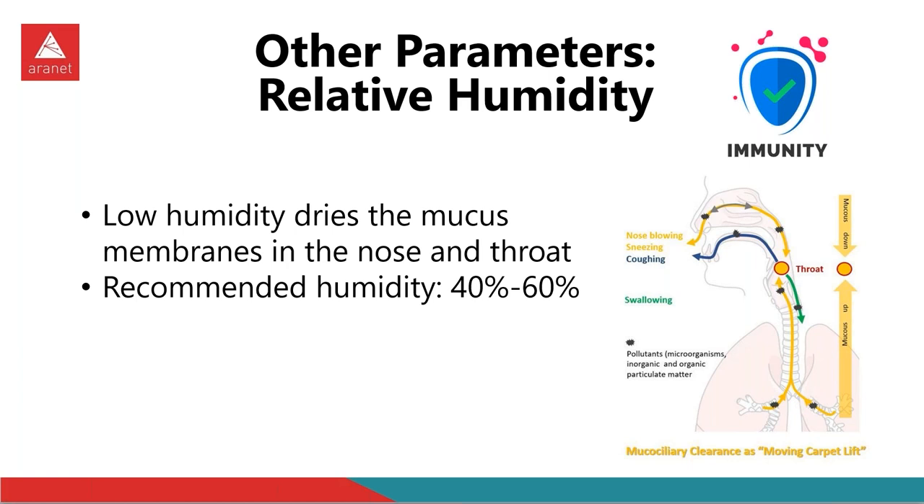It shouldn't be less than 40%, and actually having too much humidity also, as you probably know, comes with a whole host of problems regarding formations of molds and other things that are also quite bad for the immune system. So the recommended humidity level is 40 to 60%. So this kind of concludes the segment regarding the microclimate. So we're going to move on to the human body temperature.